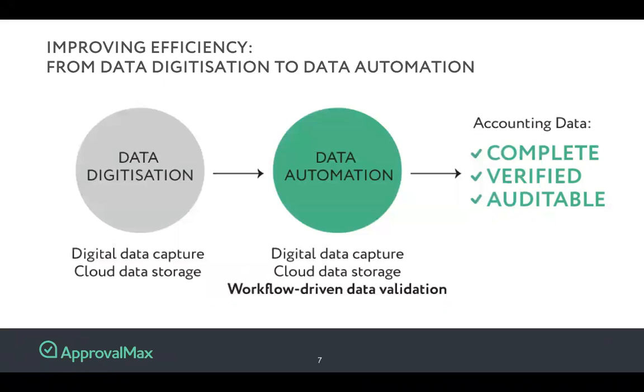And as a more advanced approach, you can do data automation, which is a combination of digital data capture, cloud data storage, with workflow-driven data validation and decision control. To put it in other words, you ensure that your accounting and finance documents and all of the accounting data are complete, verified by both business and accounting, and are audit ready. A natural way to do that is to implement a data automation app stack, and let's take a look at it on our next slide.